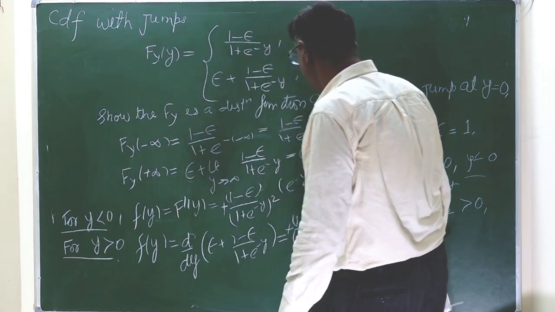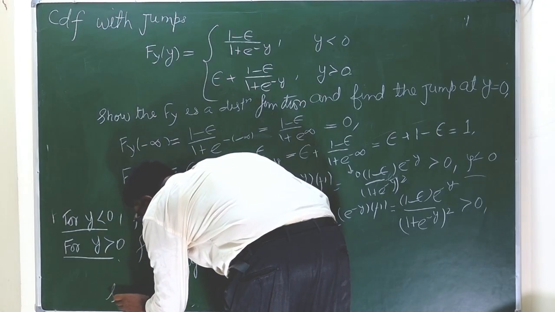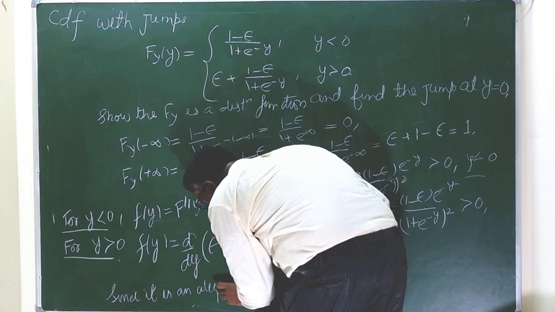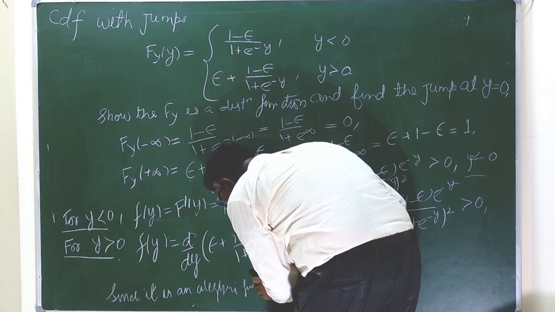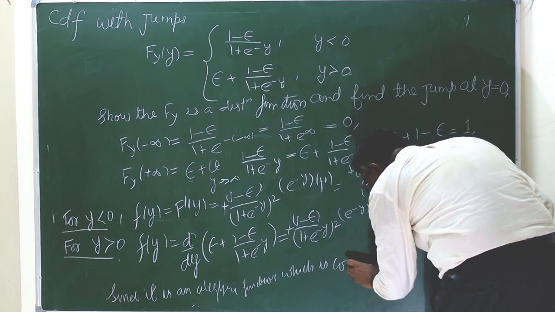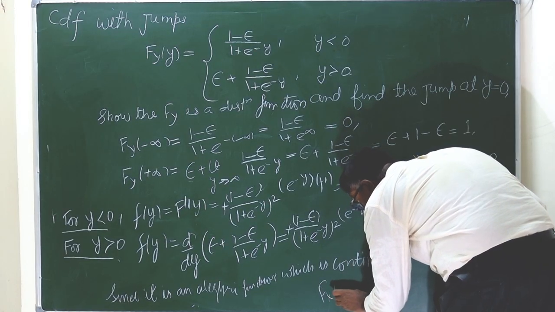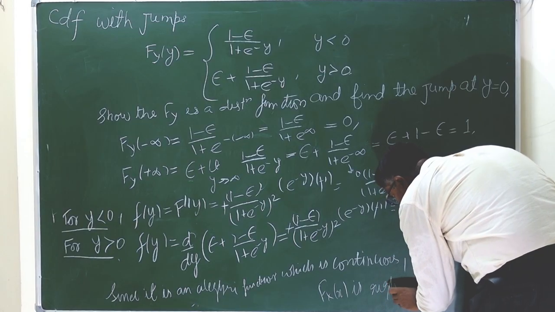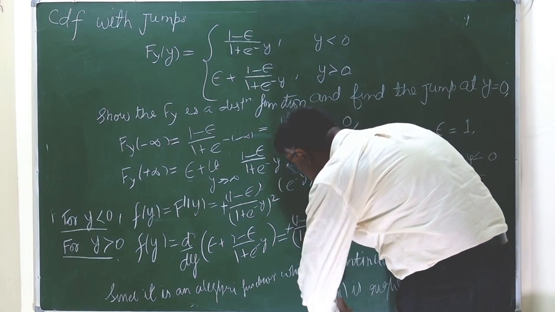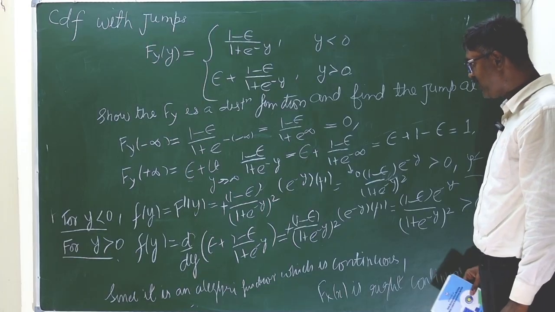So this way we have established that this function is non-decreasing, and also since it is an algebraic function, which is continuous everywhere, F of x is also right continuous. So this way we have established that F_X is right continuous.